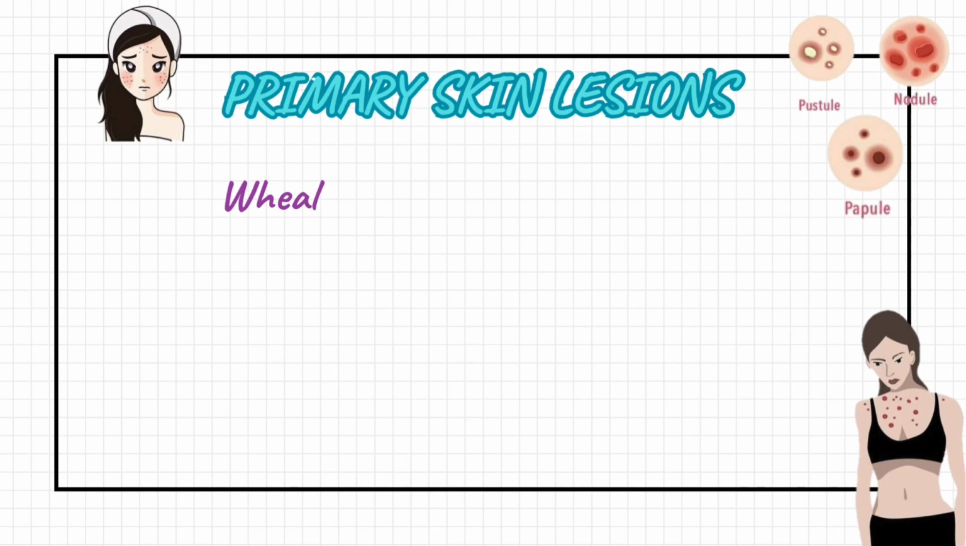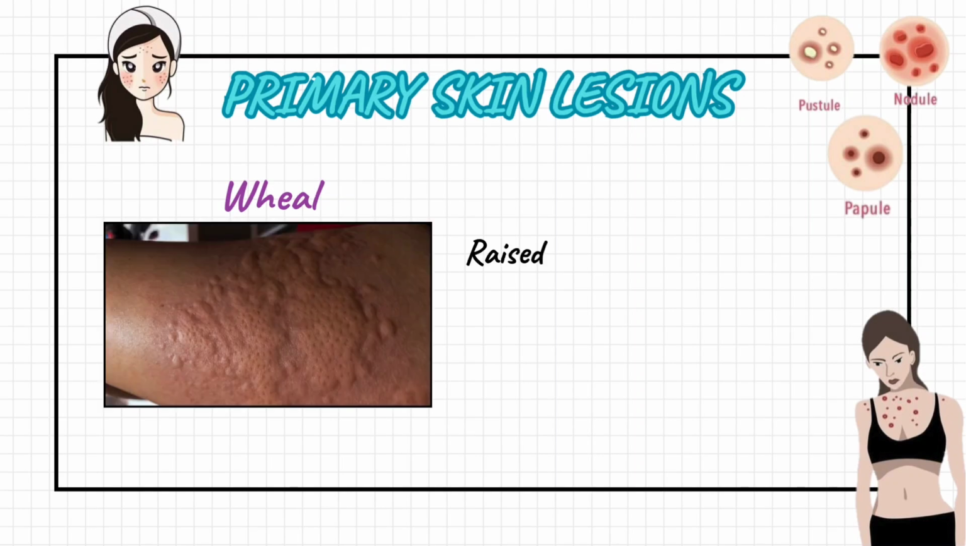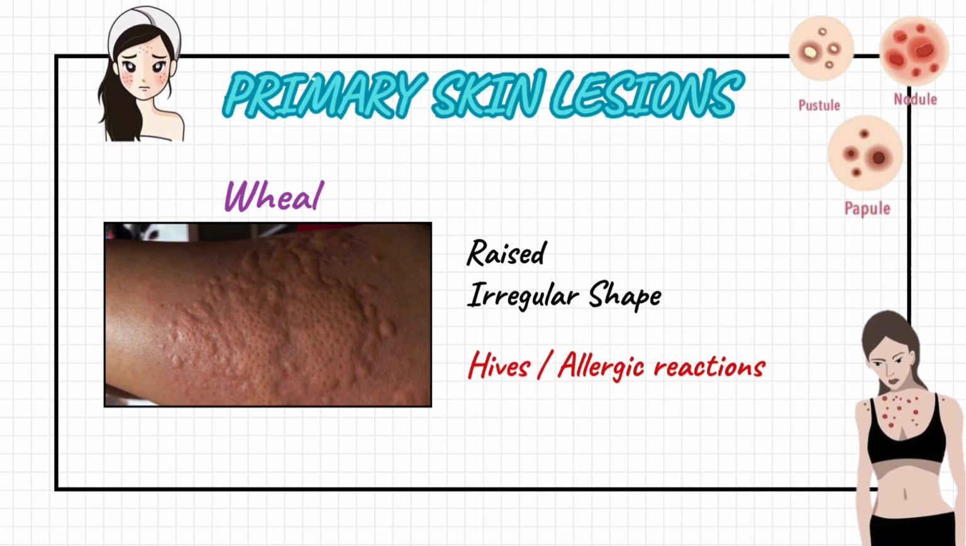Let's move to wheal. A wheal is a raised lesion with an irregular shape, often due to localized swelling or edema. These are the types of lesions you see in hives or allergic reactions. They may appear suddenly, are often itchy, and can change shape or location over time.